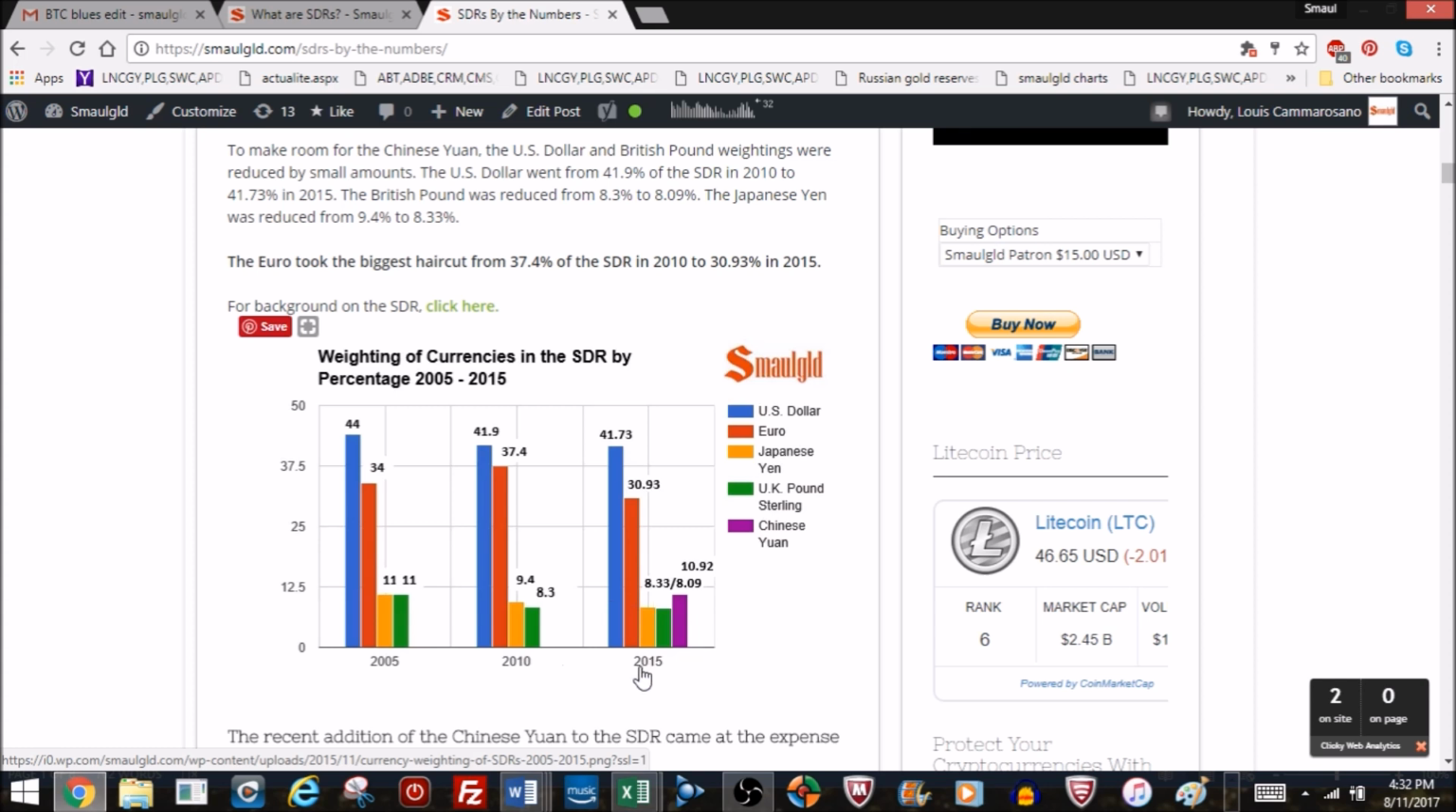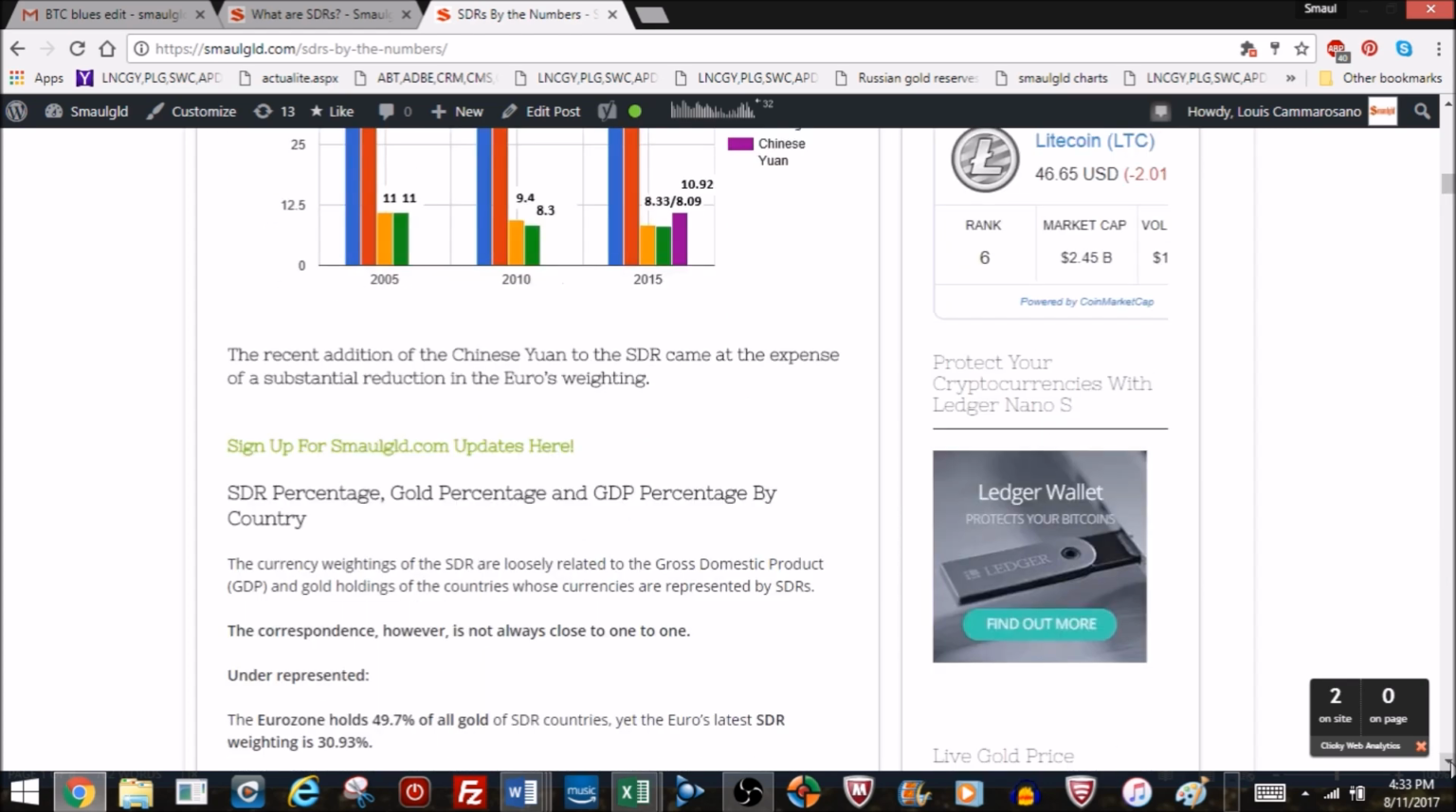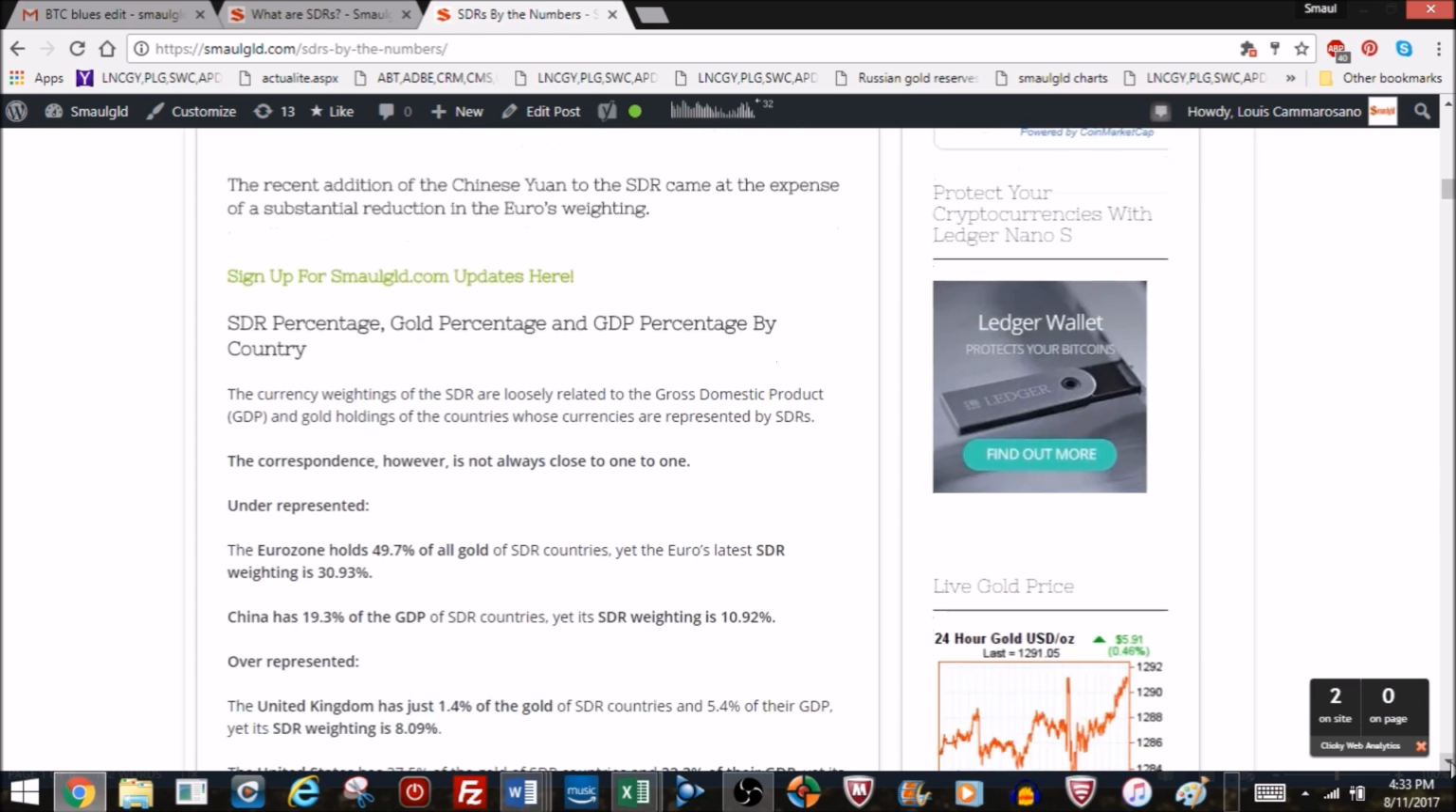But you can see now when they added China in 2015, the US really didn't go down. They went from 41.9 to 41.7. It was the euro that took the big hit, from 37.4 to 30, to make room for the 10.92% that the yuan got. And then they shaved some off of Japan, and they left the UK alone. So adding the yuan to the SDR came at the expense of a substantial reduction of the euro weighting.